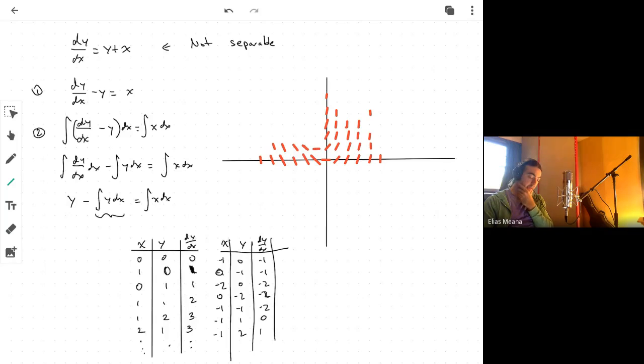Okay, so we can keep going. So I'll go along the line y is equal to 2. So here we'd have a gradient of 1, and then we'd have a gradient of 0, right? And then it would start going negative, right? So on and so forth.